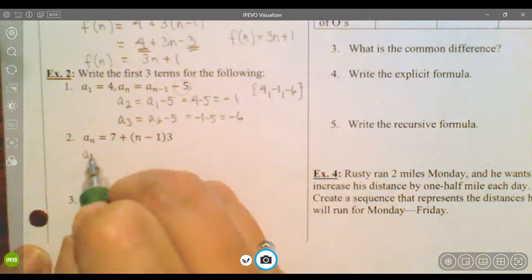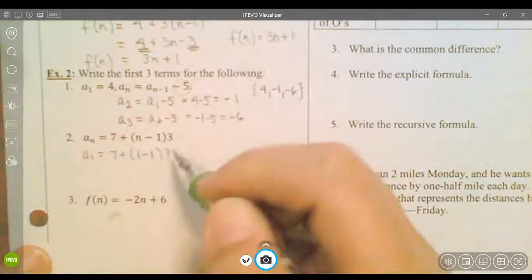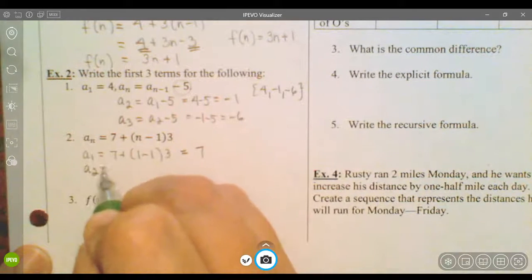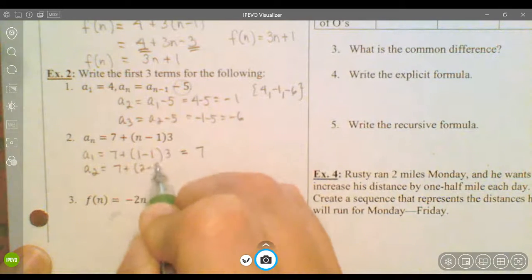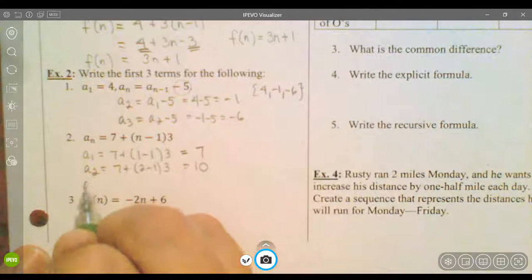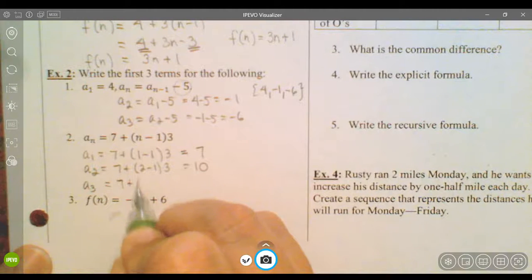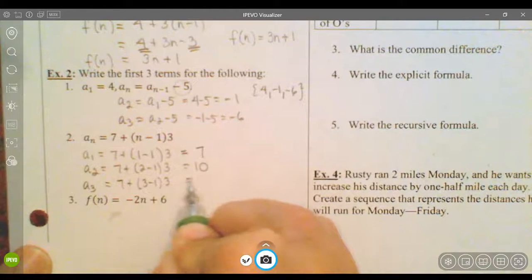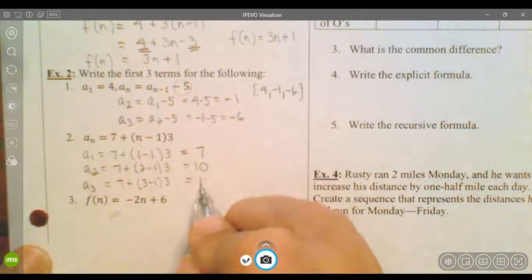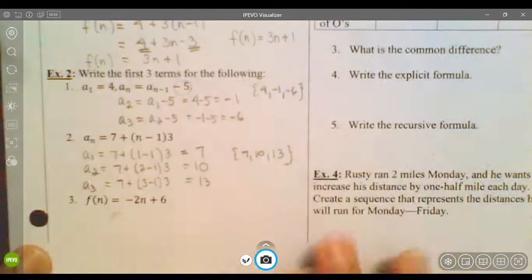Okay, for this one, to find a sub 1, we let n equal 1. Oh, it's on that side. That's okay. 3 times 0 plus 7. To find the second term, we let n equal 2. 3 times 1, 10. Oh my gosh, Ruby, you're so boring. It's the same problem showing up over and over. So now for the third term, n equals 3. 3 times 3. No, 2. 3 times 2 is 6. Oh my gosh, that's showing up everywhere. All right, so there's my first three terms.